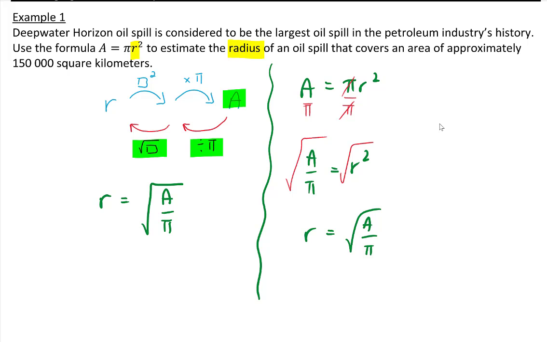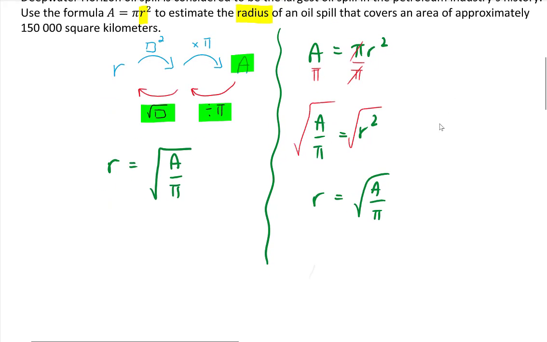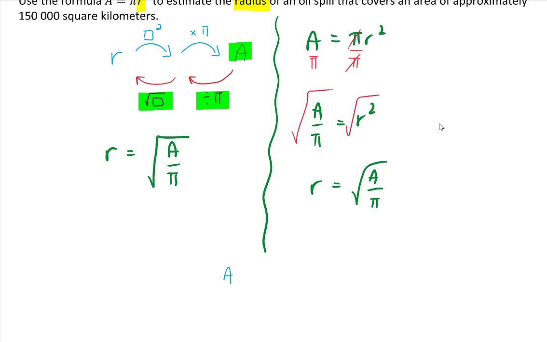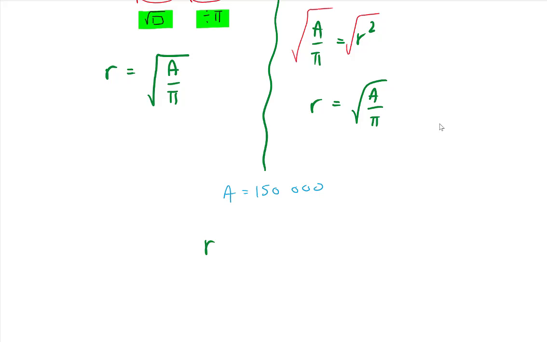Whichever method you use to isolate for this formula, in the end we're going to sub in the area, which is equal to 150,000 kilometers squared. So our radius is equal to the square root of 150,000 over pi, which gives us a radius of approximately 218.5 kilometers.